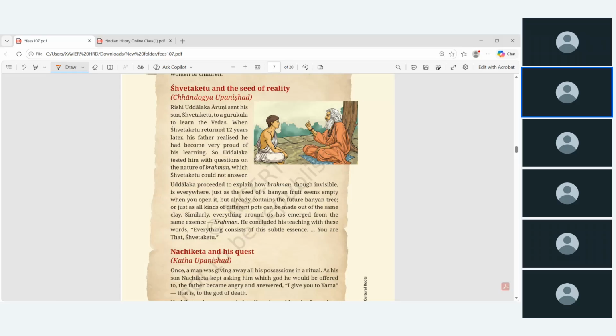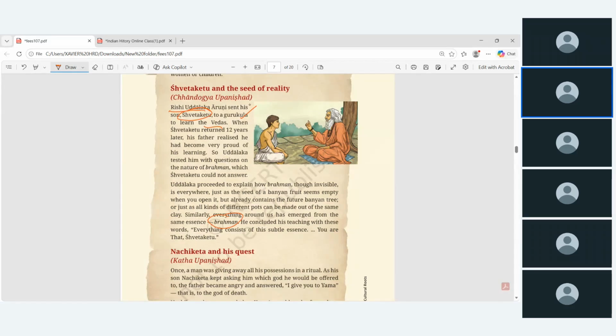And this one, the Nachiketa story. This story talks about the Brahman concept. The Rishi Uddalaka Aruni sent his son Svetaketu to another gurukula to learn about the Vedas.